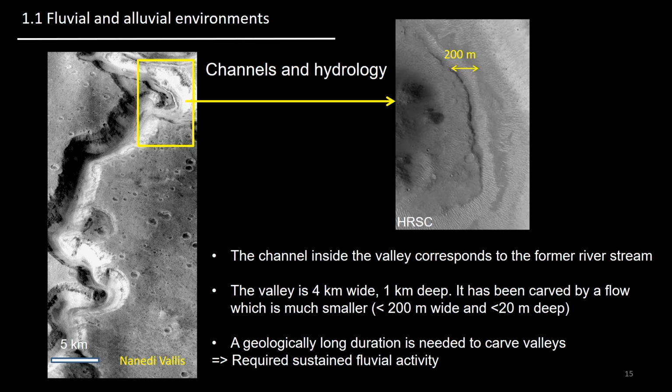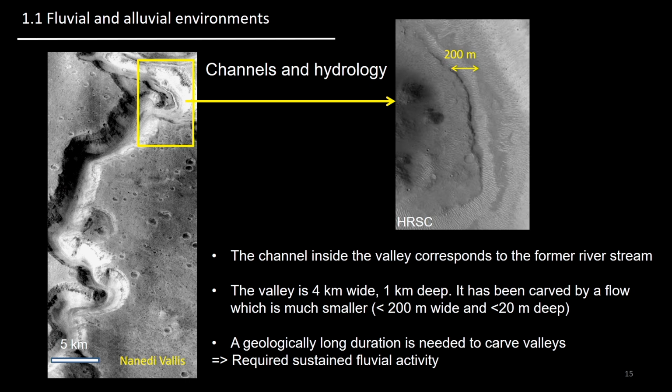And so to get the hydrology, you need to really look a little bit more into detail in some places. Because it's old and it's covered by sand in many places, there are only a few locations where within the valley you can see the past river. I mean the channel in which the river was. So this location here, for instance, is less than 200 meters wide. It has the size of a river.